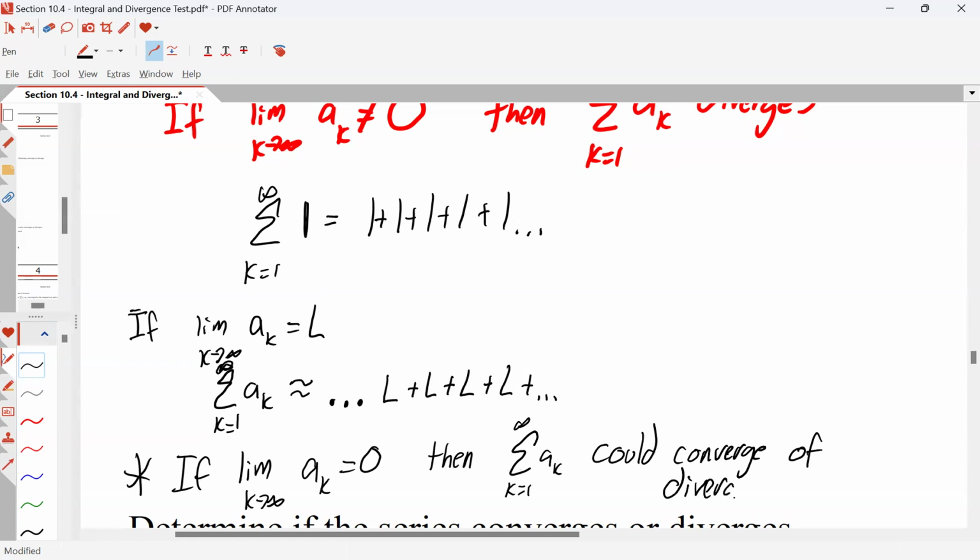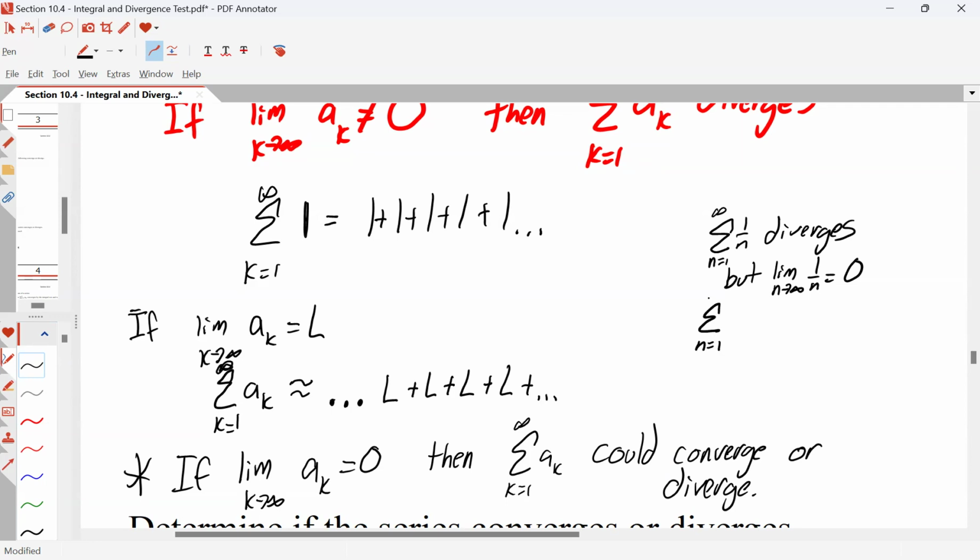Some quick examples of this is, we know the series of 1 over n diverges. We've shown that in a couple ways now. But the limit as n goes to infinity of 1 over n equals 0. So here is a case where the divergence test fails. The limit is 0, so we don't know by the divergence test if the series converges or diverges. We ultimately know the series diverges, but the limit of the sequence is 0.